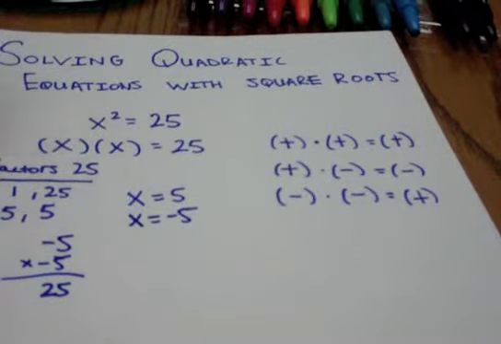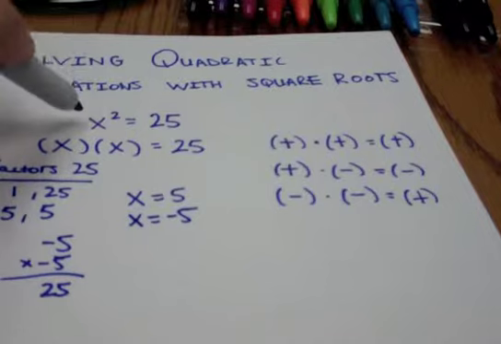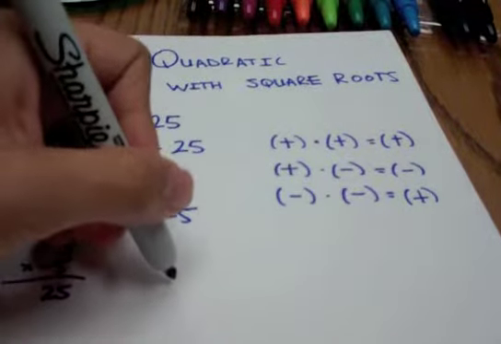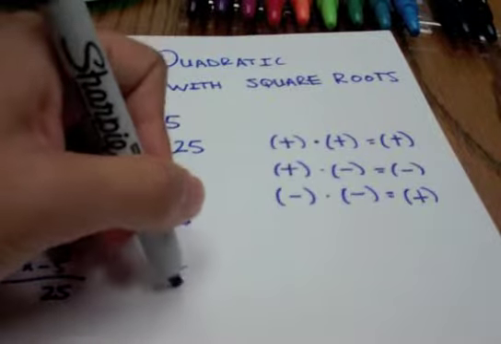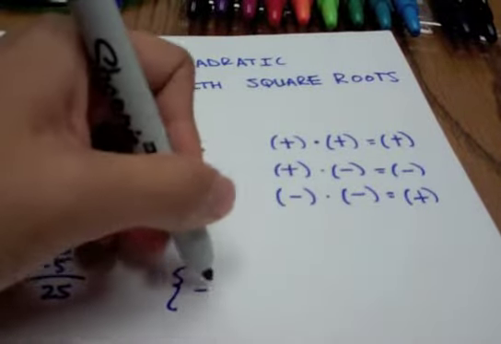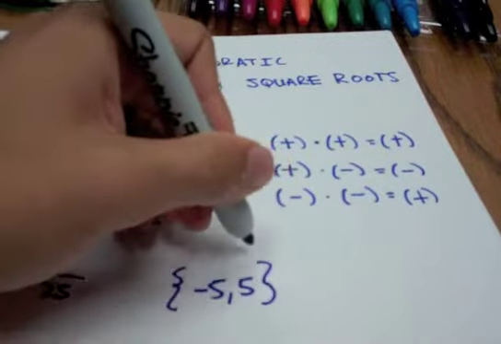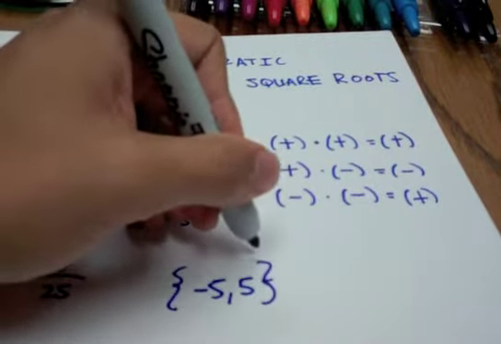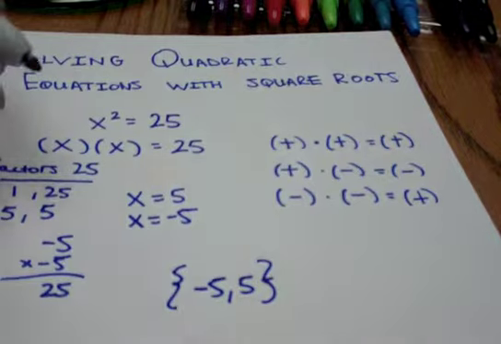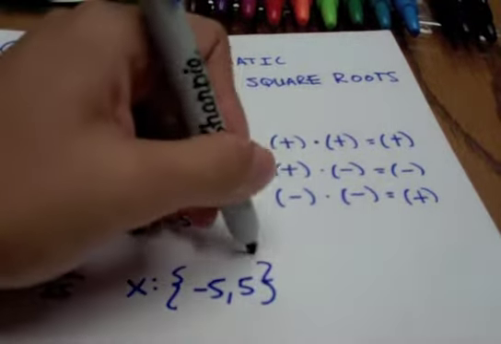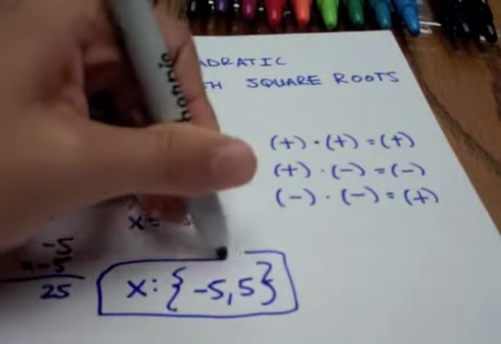So we would write our final answer to the problem x squared equals 25 as x can be either negative 5 or 5.